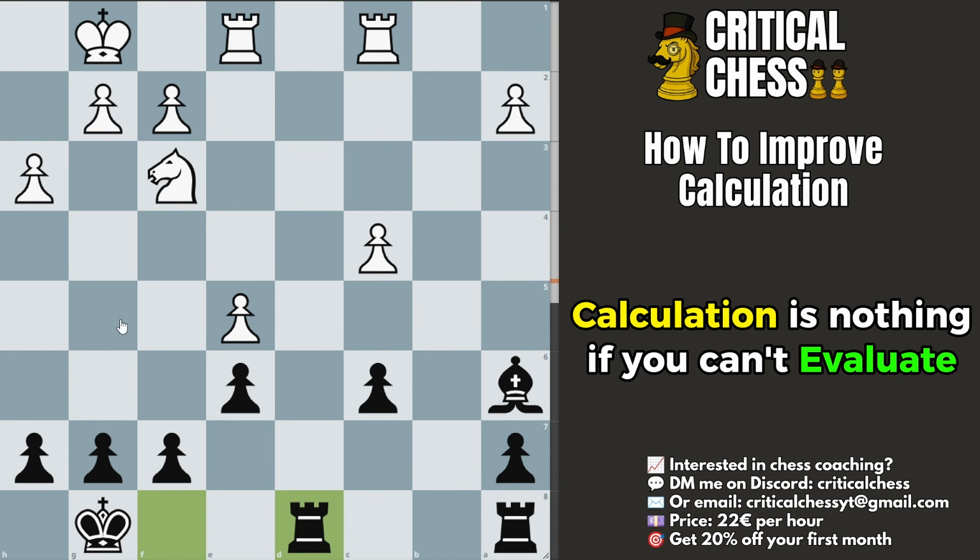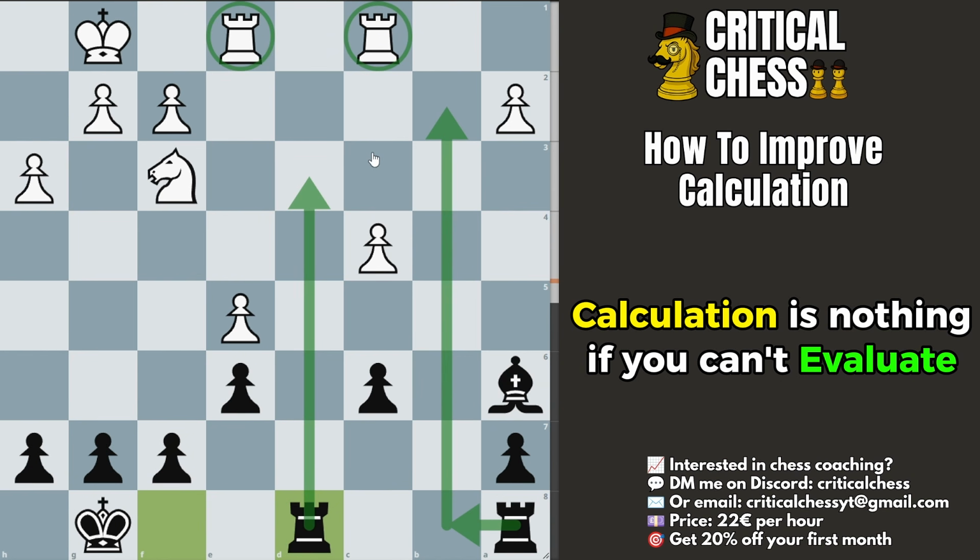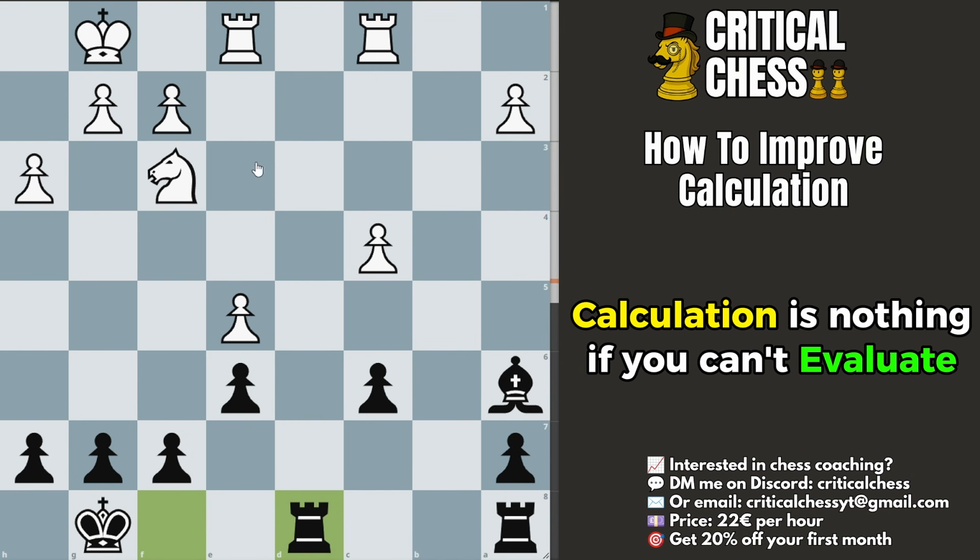So what's going on here? You have to appropriately analyze, okay, so what's the activity of my bishop? Is my bishop better than my opponent's knight? Are my rooks better than my opponent's counterparts? So would this be a better position for the black pieces? It's not. It's about equal.